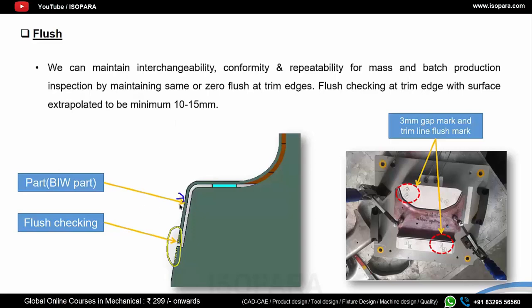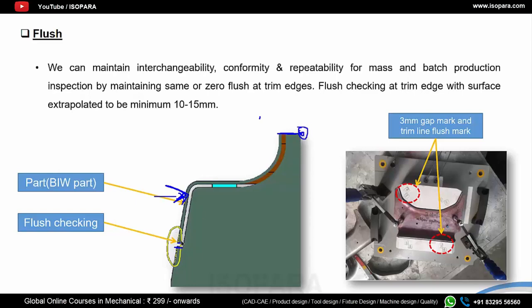So this is the BIW part, or the car part component, or the car body, and this is the flush checking here. Flushes are basically at the edge; if they are molded or pressed, the corner simply deforms or extends a little bit. We call this a flush.